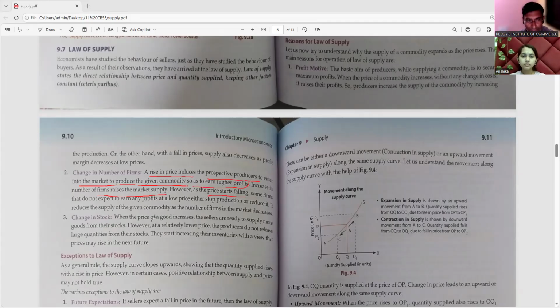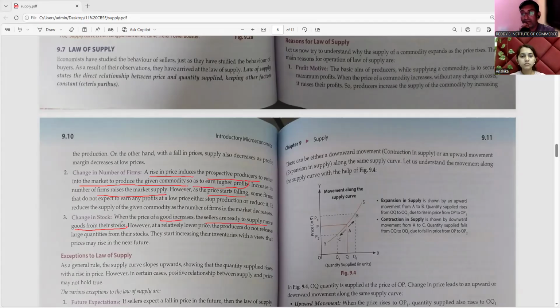Now, change in stock. When the price of a good increases, the sellers are ready to supply more goods from their stock. If prices suddenly increase, then sellers are ready to sell a maximum of the product into the market at the higher price and get maximum profitability from that stock.